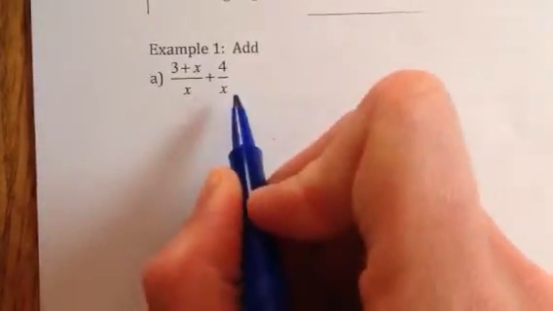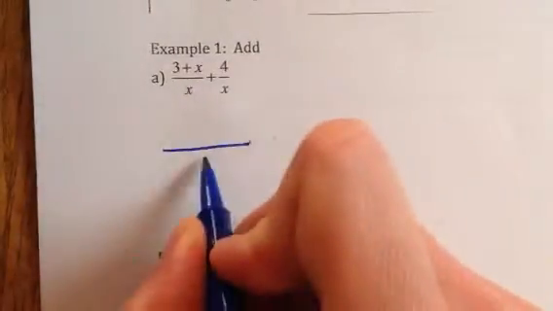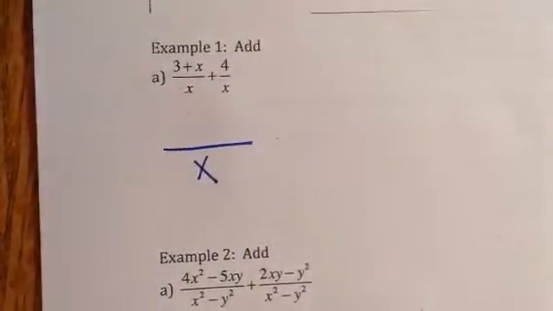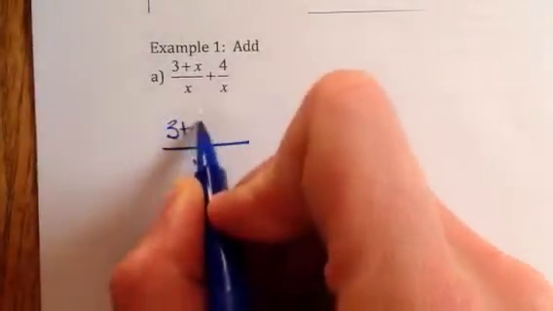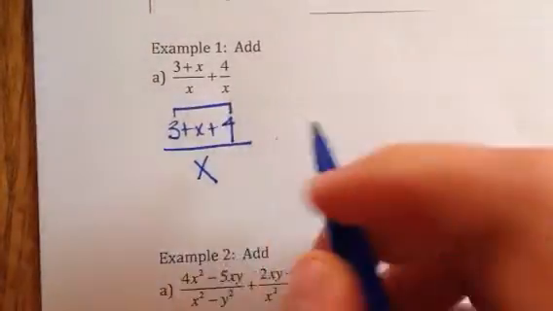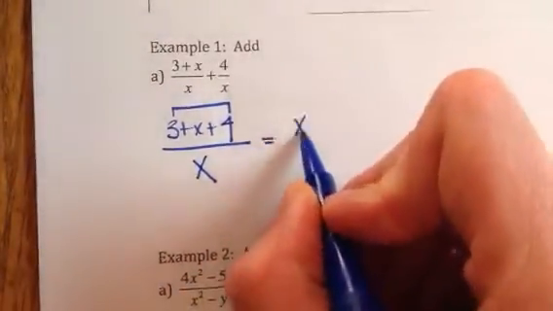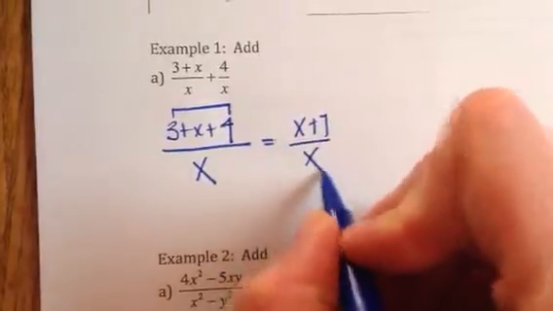They already have the common denominator of x. So I make one common denominator of x, and then I'm going to add my numerators together. Combine like terms, 3 plus 4. I'm going to have x plus 7 over x.